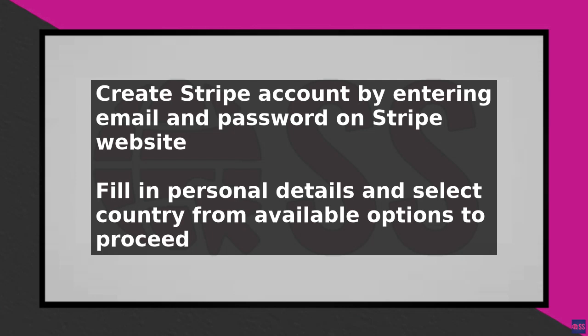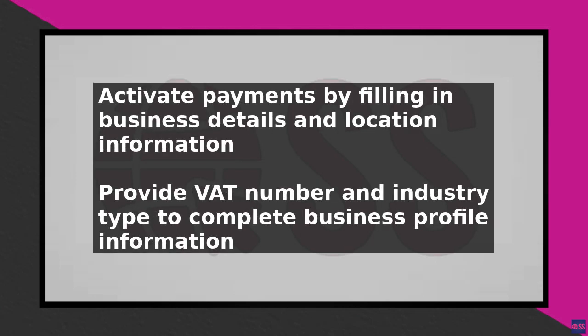Next, verify your email by opening the email sent to you and clicking the Verify Email button, which will take you to the dashboard. To activate your account, click Activate Payments and fill in some questions about your business, including its location and type. Then, enter your personal details and provide more information about your business, such as your VAT number, industry, business website, and product description. If you don't have a website, you can enter a social media page or LinkedIn link instead.